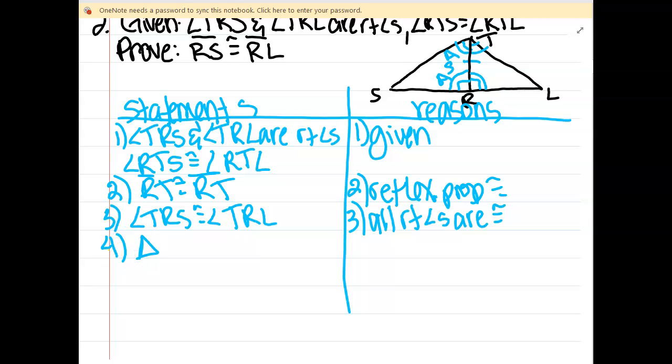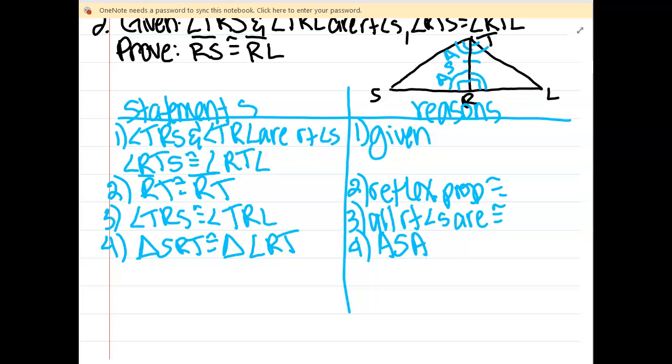It does not matter how you name the first triangle. Let's say we want to do triangle SRT. If I name that triangle SRT, what letter is going to come first in the second triangle? L, and then RT. Triangle LRT. What's my reason? Angle, side, angle.